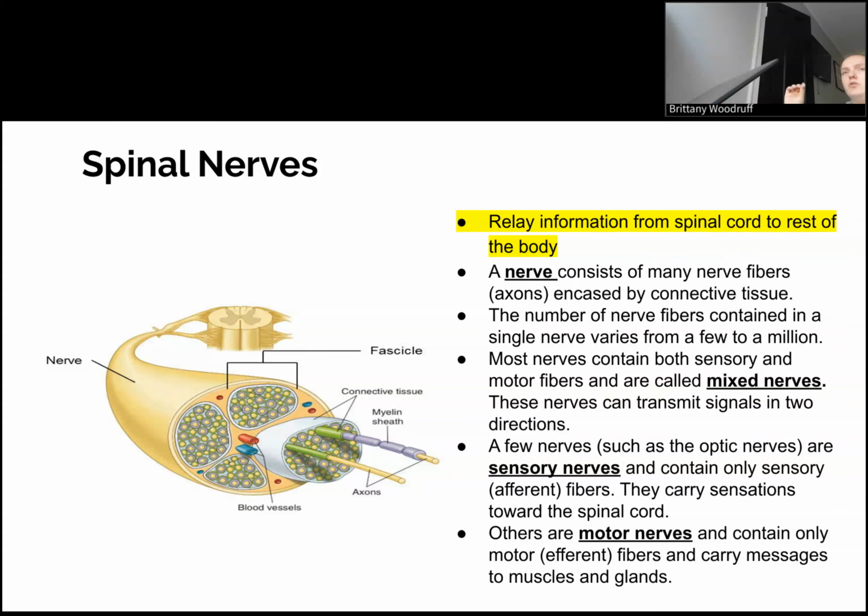Now, coming off of your spinal cord, you have these things called spinal nerves. The spinal nerves are going to be responsible for relaying information from the spinal cord to the rest of the body.